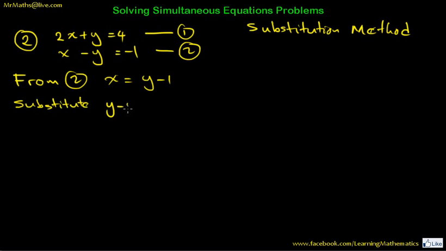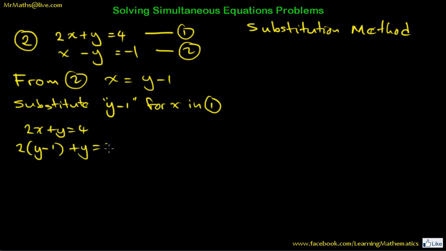Substitute y plus 1 for x in 1. Now 2x plus y equal to 4. So now x is y plus 1: 2(y plus 1) plus y equal to 4. How do we multiply 2 and y plus 1? We multiply 2 with y first, and then we multiply 2 with 1. So now it becomes 2y plus 2, and then plus y. So you see, the variable x is gone from the equation.